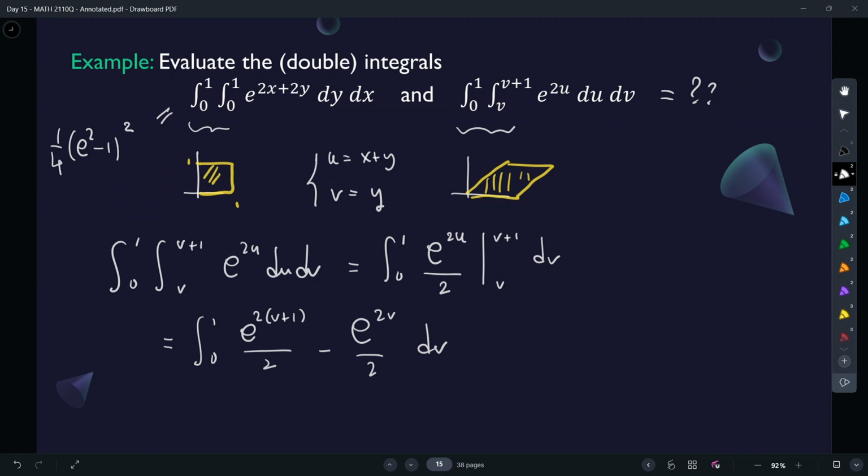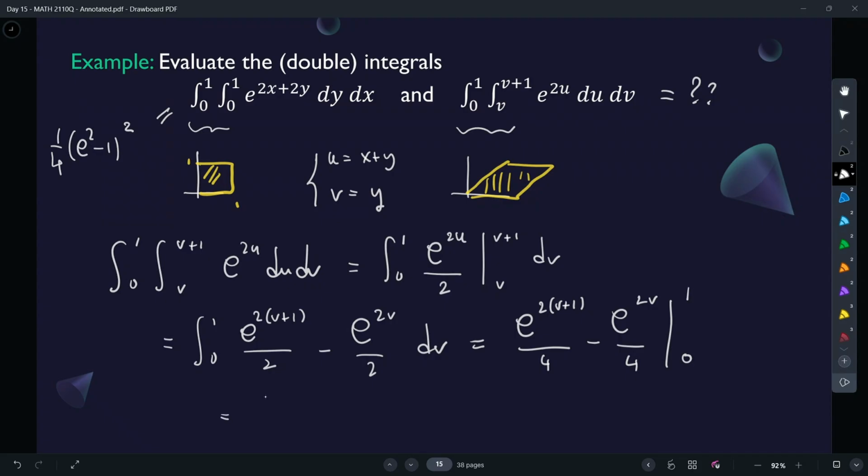Fun. So now I integrate those, and if I do a substitution, maybe u is the wrong letter here, then what I get is e to the 2v plus 1 divided by 4 minus e to the 2v divided by 4 between 0 and 1. How much is that?